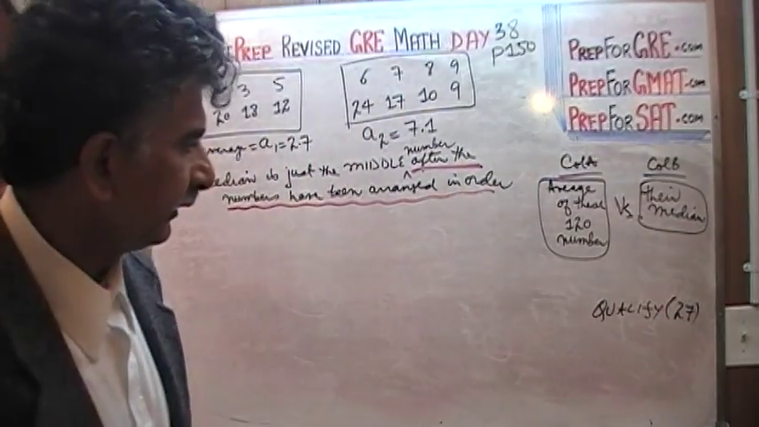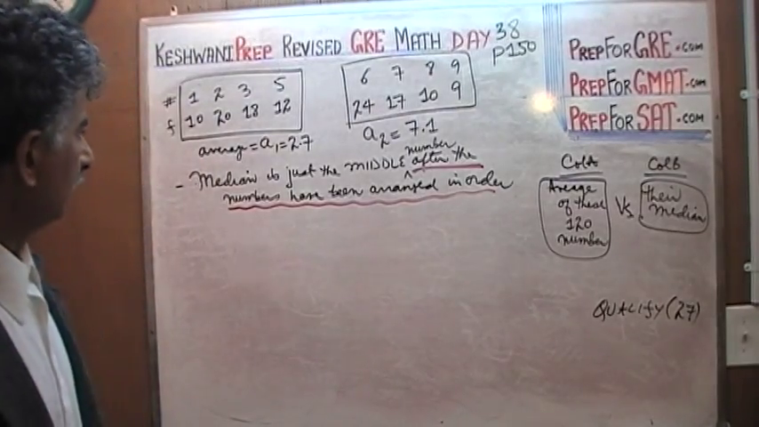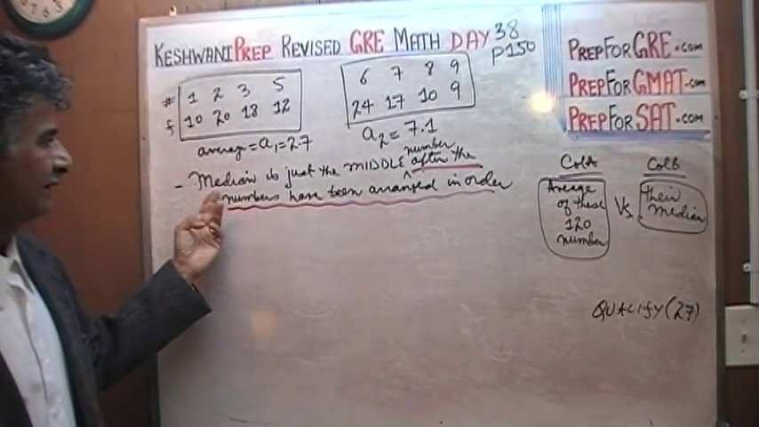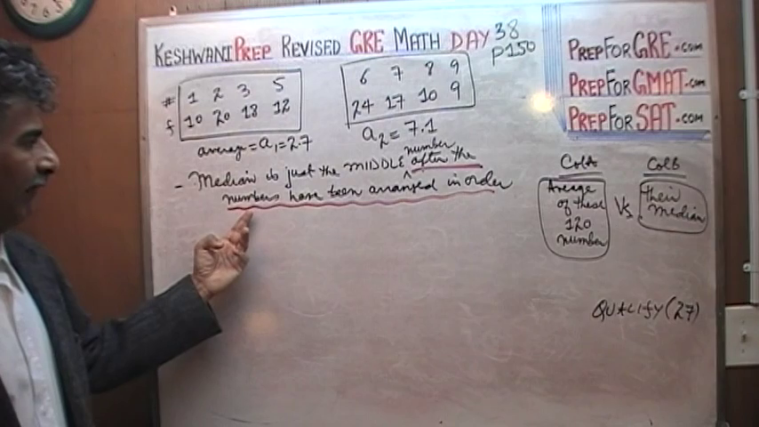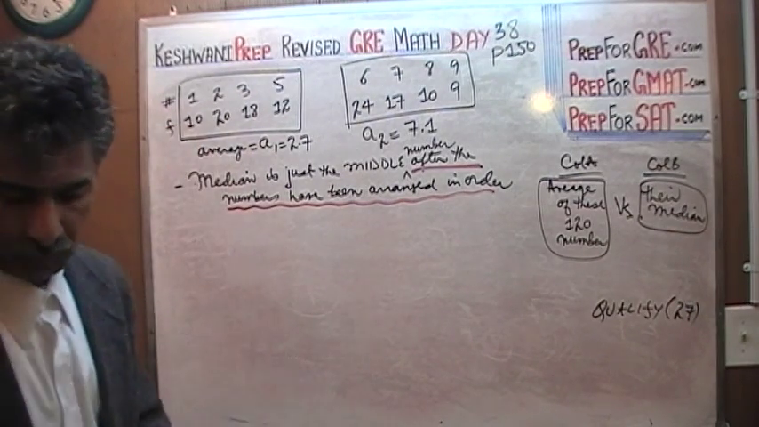But anyway, enough of the testing. That was a quick digression. So it's very important that we say that median is the middle number after the numbers have been arranged in order. Well, here they are already arranged. The numbers are already arranged.